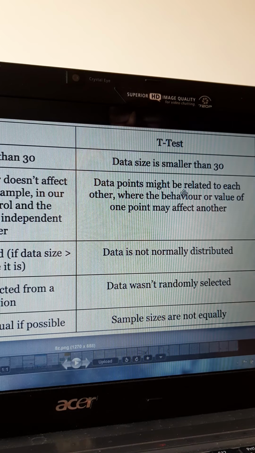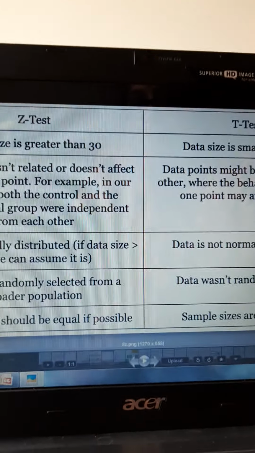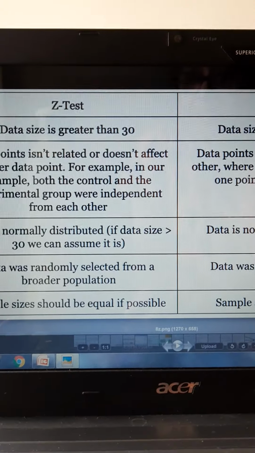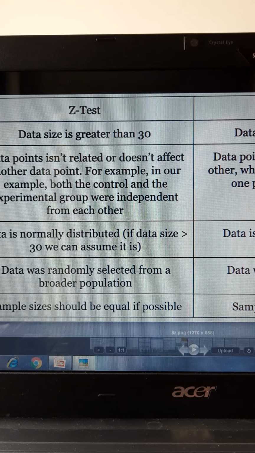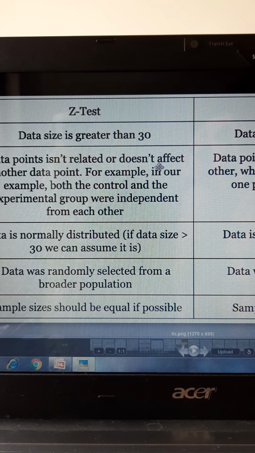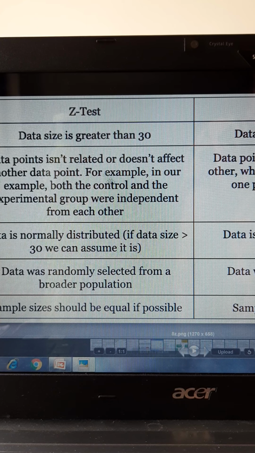So what's the difference between z-test and t-test? The z-test is used for data with sample size greater than 30 and data points that aren't related. For example, experimental group and control group.